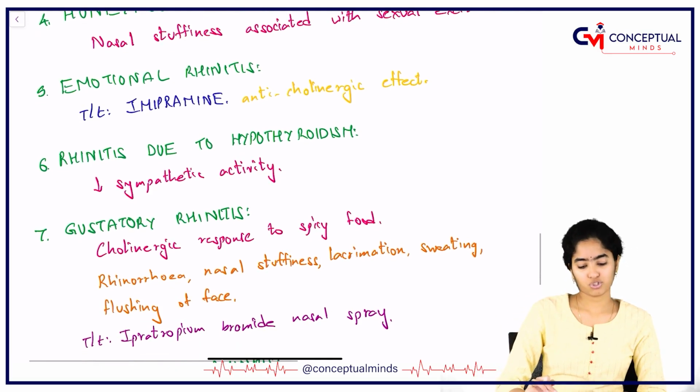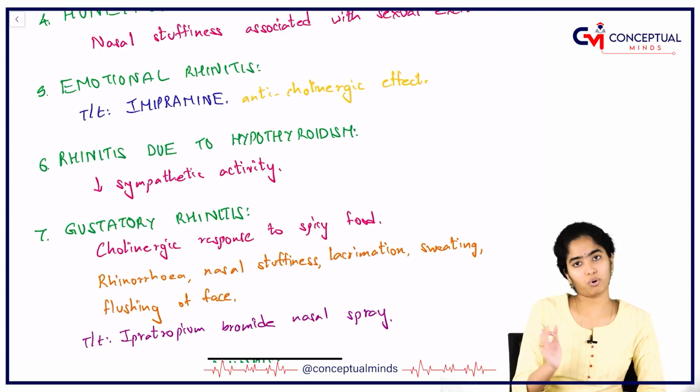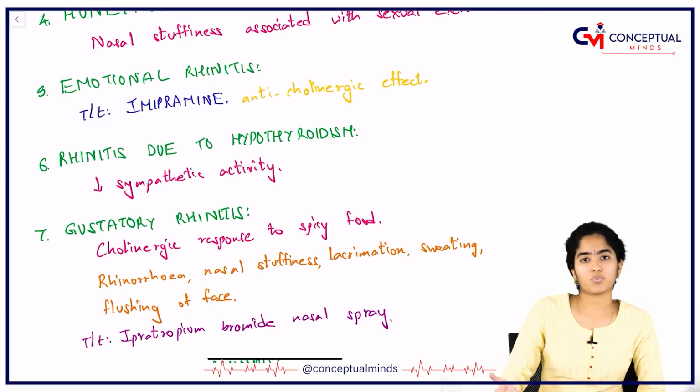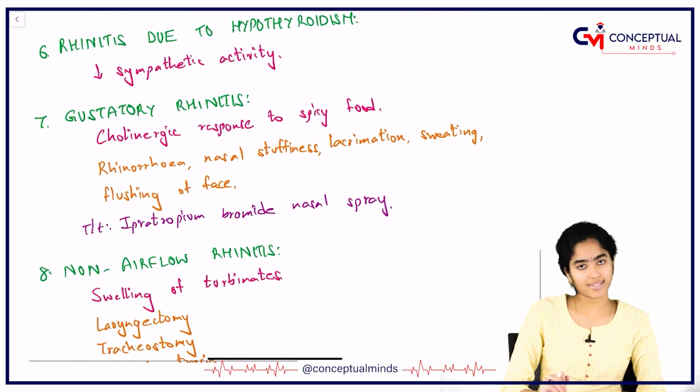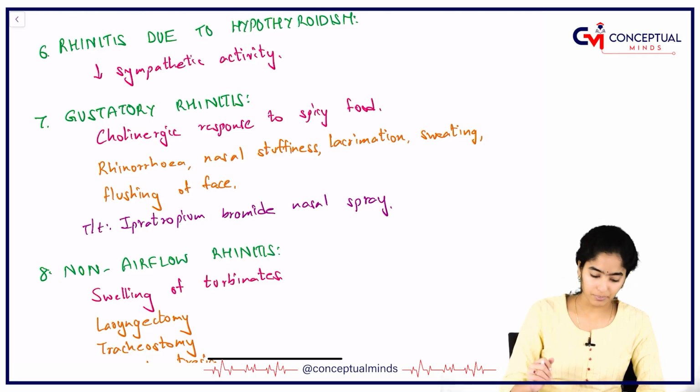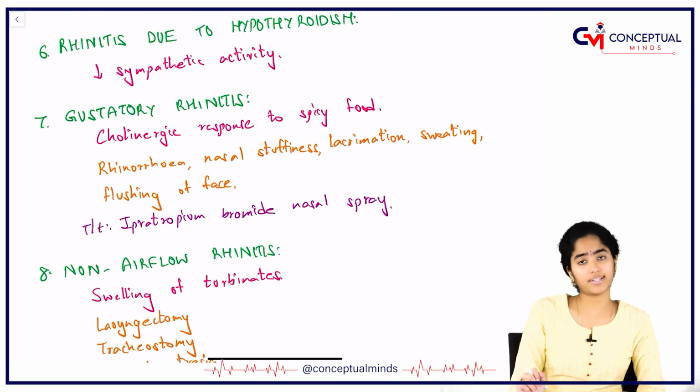Important point about emotional rhinitis is, please remember imipramine. That's a good drug which has both antidepressant effect as well as anticholinergic effect. Then rhinitis due to hypothyroidism. Why? Because of reduced sympathetic activity. Gustatory rhinitis, that's a cholinergic response to spicy and pungent food. If it is really problematic to the patient, you can prescribe ipratropium bromide nasal spray a few minutes before taking meals.